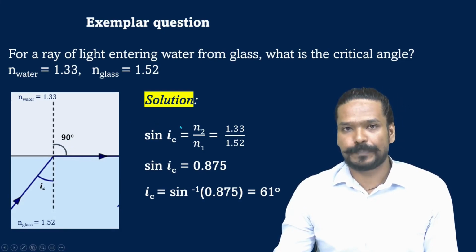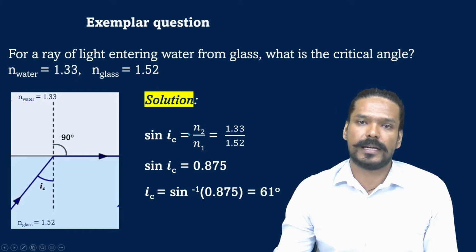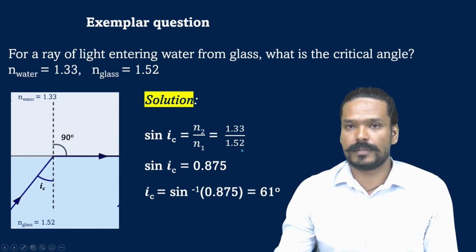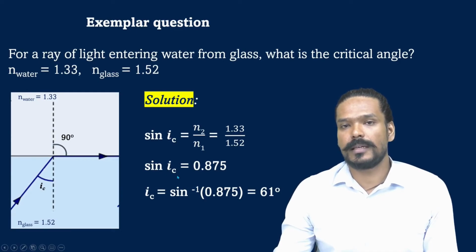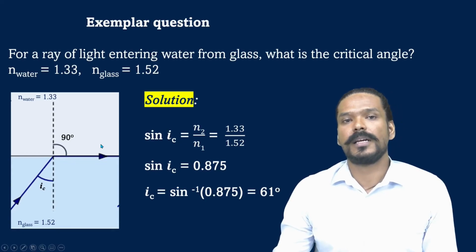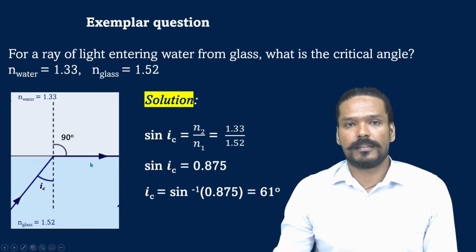Now applying the formula we just derived, sine IC is equal to N2 by N1. So N2 is the refractive index of water, which is 1.33, and N1 is the refractive index of glass, which is 1.52. So sine IC we get 0.875, and then IC is equal to sine inverse 0.875, which is equal to 61 degrees. Right? So the critical angle for these two given media comes out to be 61 degrees.